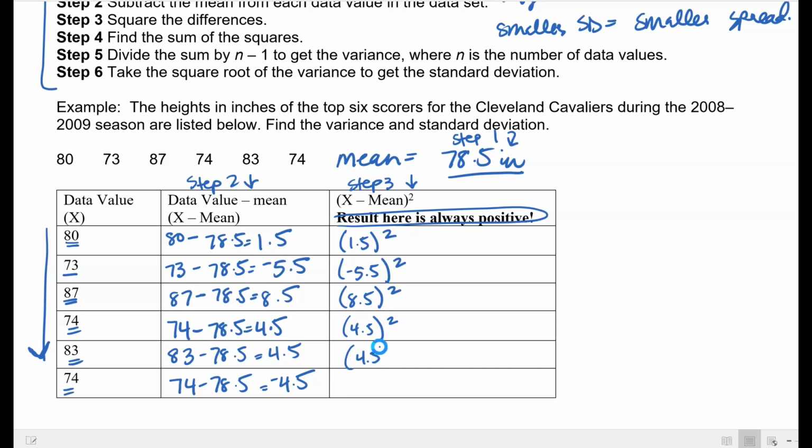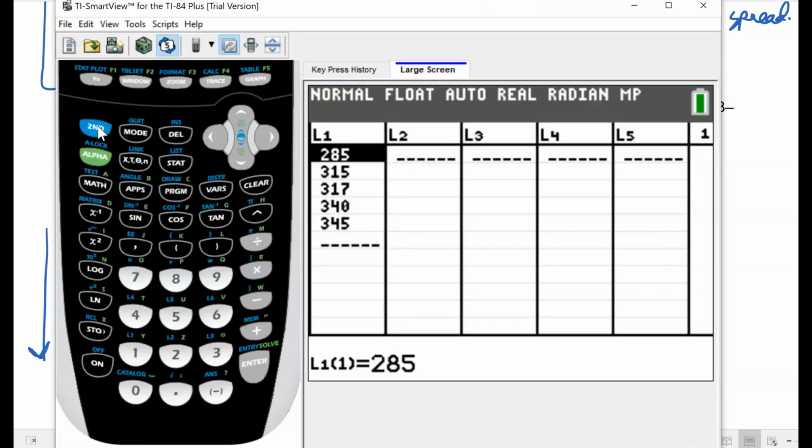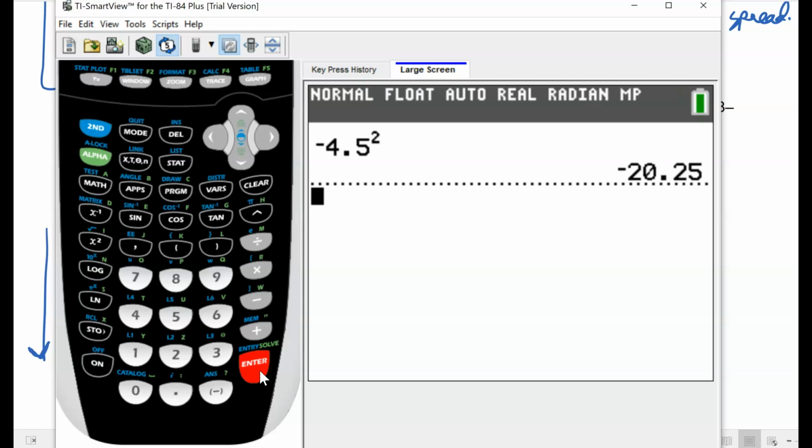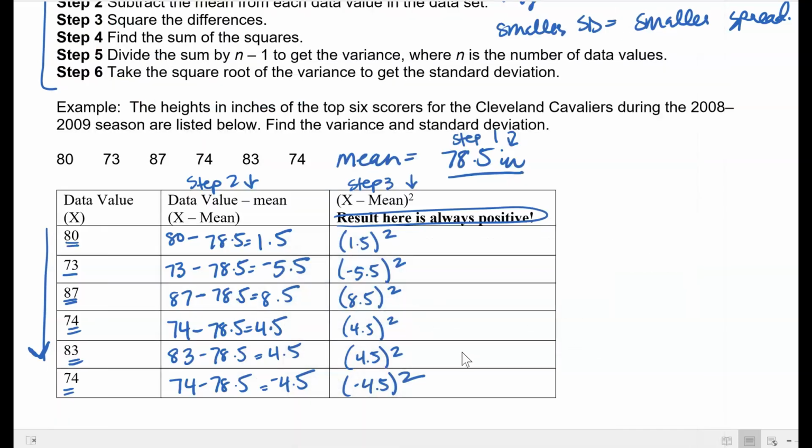Let me just show you real quick. If you fail to put parentheses, let's take negative 4.5 squared for instance. Let me just clear my screen here. If you just do negative 4.5 squared without parentheses, you'll end up getting a negative number, which is not correct. So you have to use parentheses, negative 4.5, end parenthesis, and you should get a positive number, which is correct. Or you could just remember to always make sure that these numbers here are positive. So I'm just going to go ahead and write down all the answers from squaring these.